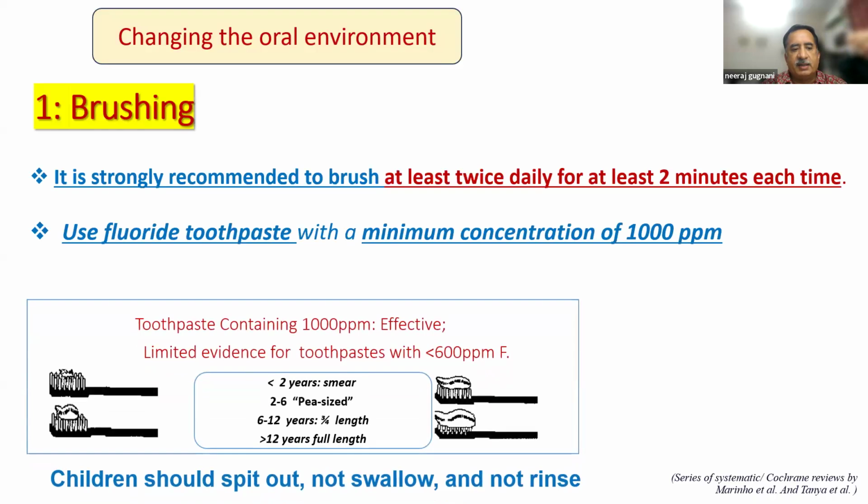And we all know this diagram, that how to make the alteration in the amount of toothpaste and not in the amount of fluoride in the toothpaste. So using the smear layer to the pea size, to 3/4 of the bristle length, and then the full length as per the ages. So children should spit out, not swallow, and not rinse. This is mainly because if they try to rinse, or if they try to use the water, then the extra amount of fluoride can be ingested, leading to some disadvantages. So it's recommended that they should spit out, or the parent should guide them to remove the complete toothpaste.